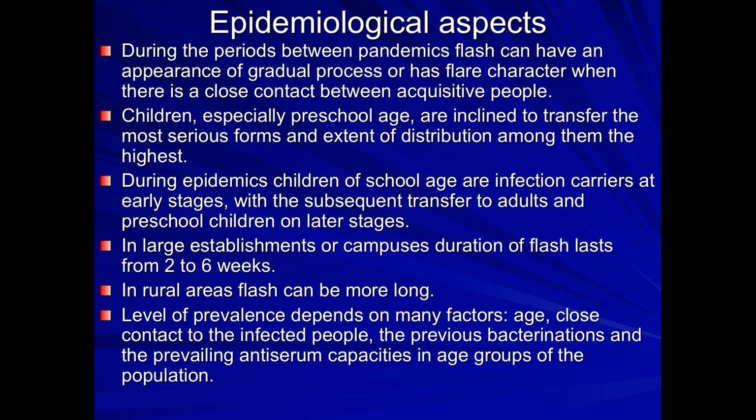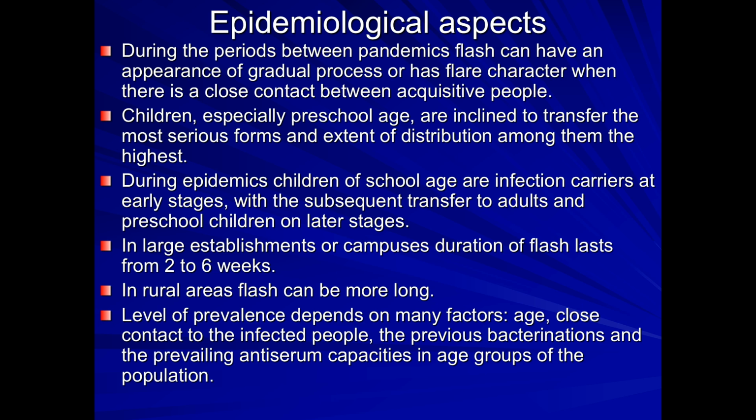Pathogenesis 4. Epidemiological aspects. During the periods between pandemics, outbreaks can appear as a gradual process or have a flare character when there is close contact between susceptible people. Children, especially preschool, are inclined to have serious forms and the extent of distribution among them is the highest.